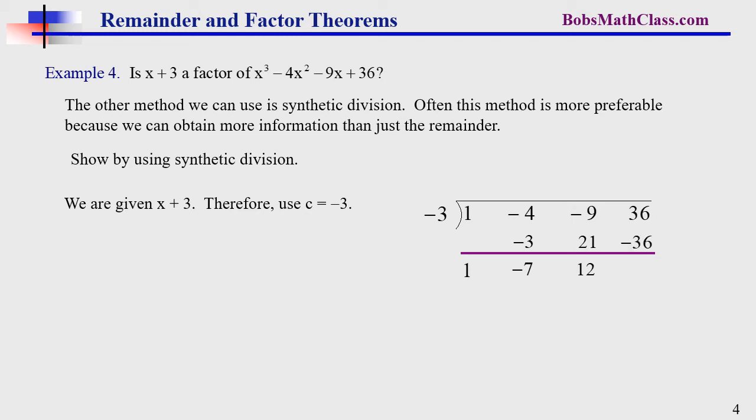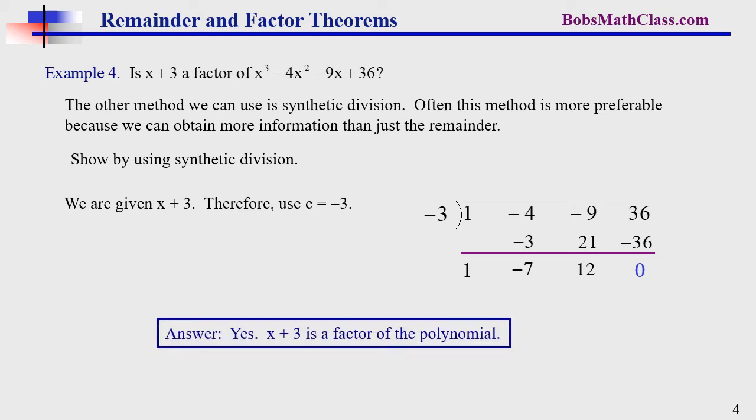Multiply one more time. And we get a remainder of 0. So the answer is yes, because we got a remainder of 0. Again, when you're doing homework, if you don't get a remainder of 0, if you get a remainder of 13, then the answer is no.